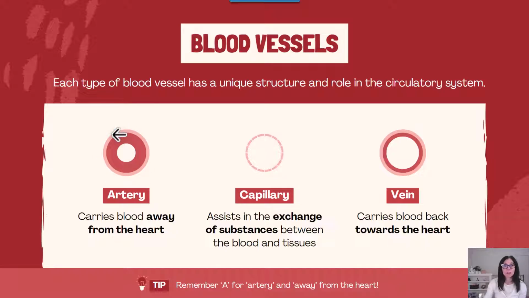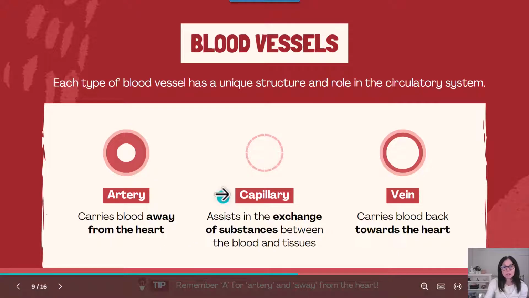This is because they're carrying blood away from your heart. So they have to be able to withstand a lot of that pressure or force from the pumping of the heart. So one way that you can remember what arteries do, if you can see the A for artery and the A for away, arteries take blood away from the heart.